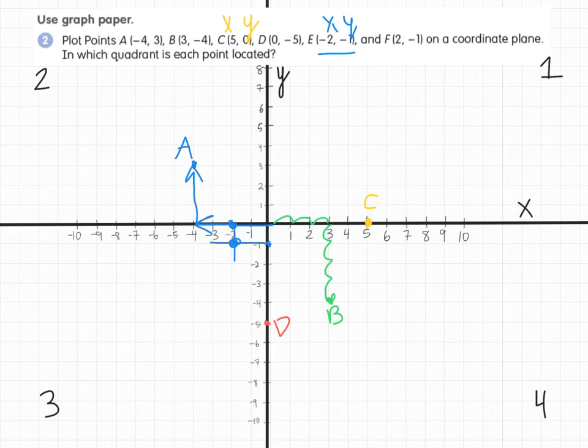And then point F is going to be 2, -1, which is going to be right here because I went over 2 and I went down 1. So point F ends up here in quadrant number 4. All right, good job practicing with these coordinates.